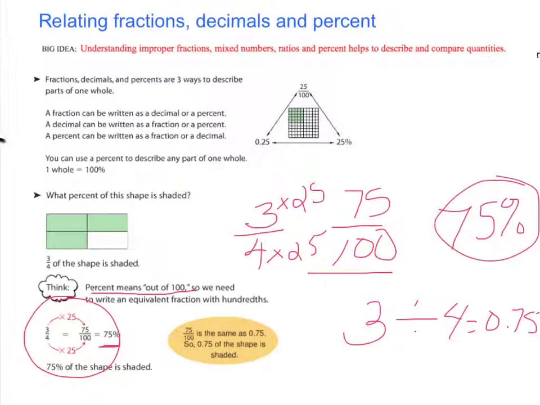So it depends. You could take your initial fraction, make it into a fraction out of 100 using equivalent fractions, or you could divide to get your decimal. Both of those can easily be changed into a percent. So now you could say 75% of this rectangle is shaded.